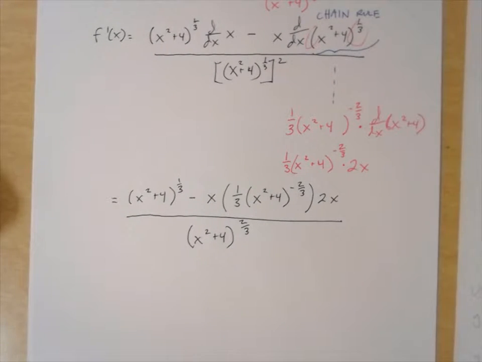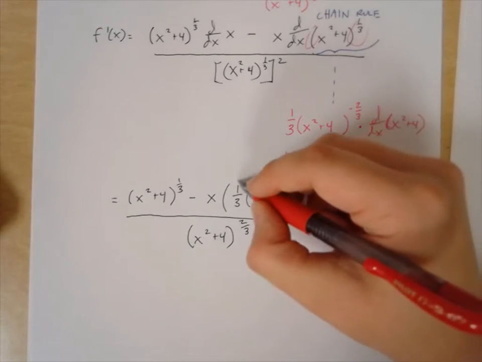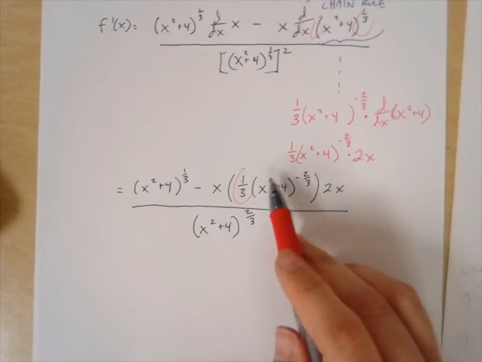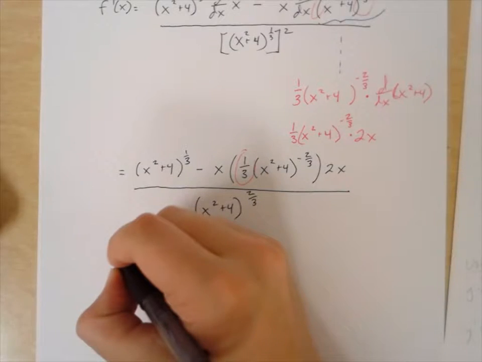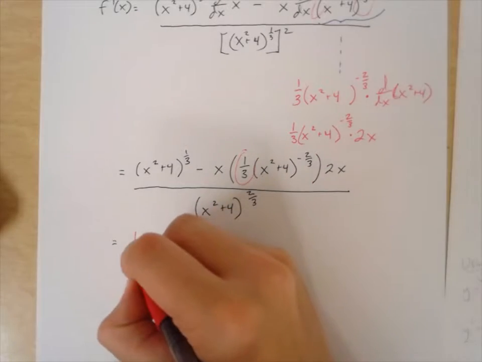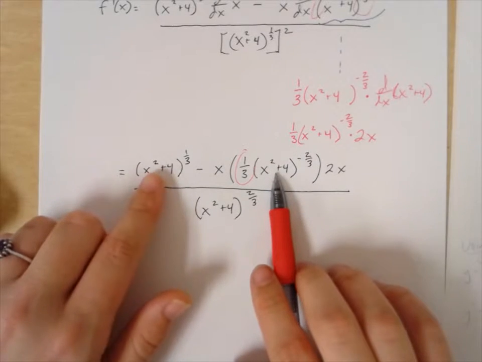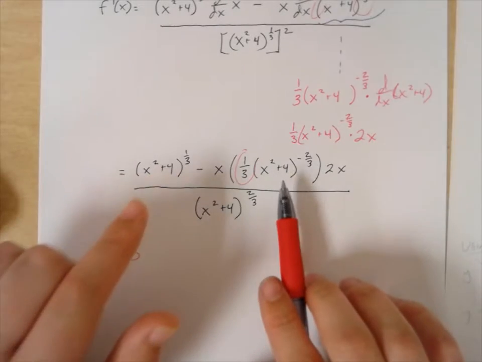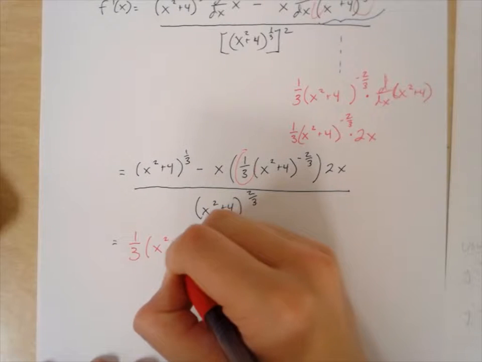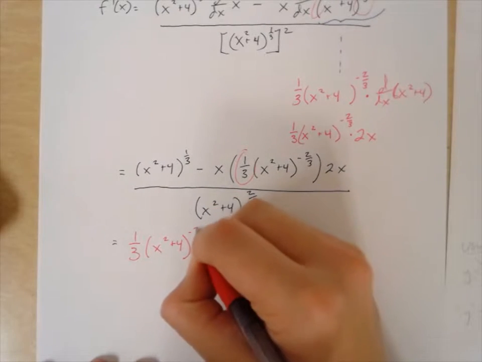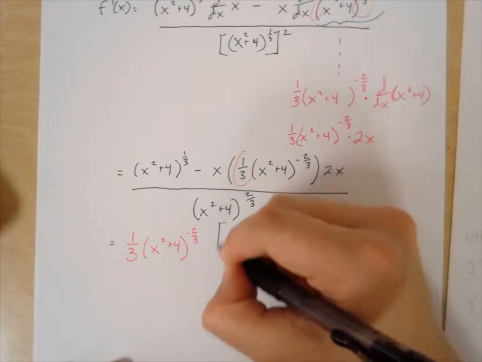I can take out this constant that is in front of my second term on top, and I can put that in front of everything. The next thing I can take out of the top is this x squared plus 4 to the negative 2/3. And here's what's left inside when I do that.